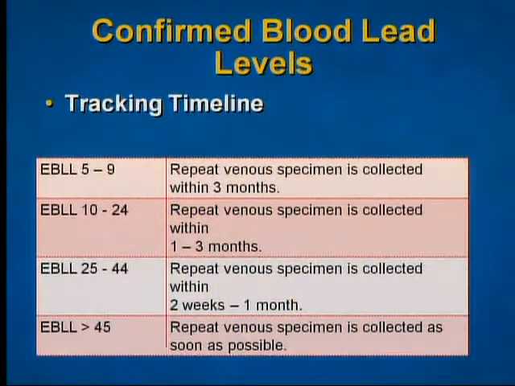And then this is the tracking timeline to see when to get the repeat. And just like the home visit, the higher the lead level, the sooner you need to get it done. So once again, this is a change in protocol. We're not starting at 10, we're starting at 5. And 5 to 9, it has to be collected within 3 months, and so forth. 10 to 24 would be 1 to 3 months, and the higher it gets, the sooner it needs to be done. So if you had one greater than 45, which Sarisha had at least one, you would have that repeat specimen as soon as possible.